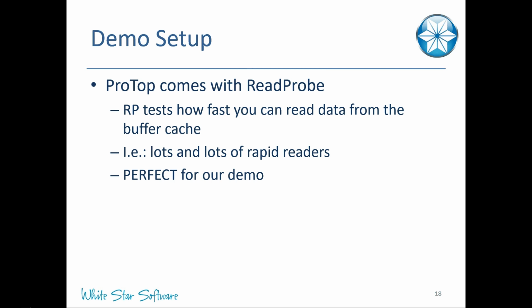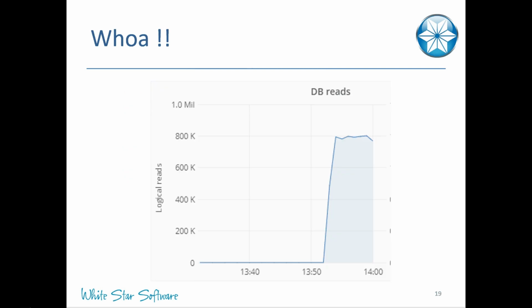This is really cool for our demo today, because we're going to see a lot of rapid readers going on here. So what are we going to see? Well, I'm just setting this up now. You're back home or in your office, and you've got ProTop, and you're looking at the graphs, and this is what you see. Your database reads go from 0 to 800,000. You see this in ProTop, and you say, whoa, what's going on? What's reading 800,000 records per second?